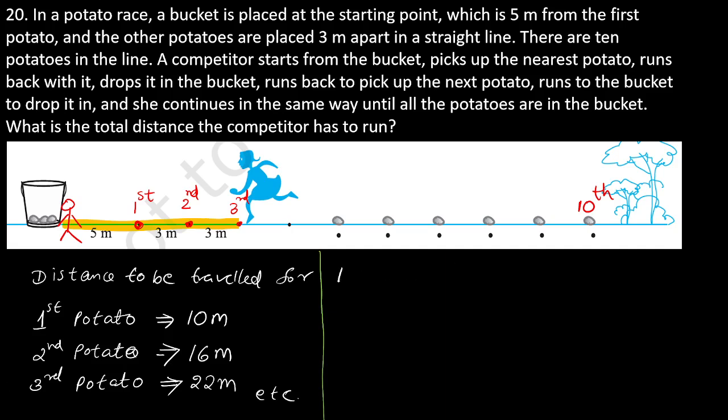Don't worry. So the total distance to be traveled will be 10 plus 16 plus 22 plus, and so on. How many times does he have to travel? 10 for the first potato, 16 for the second potato, 22 for the third potato, up to 10 terms. Understood? Up to 10 terms for the 10th potato. But I don't want to find the last term. In this way he has to repeat 10 times, for 10 potatoes placed. So I hope you have understood till this step.